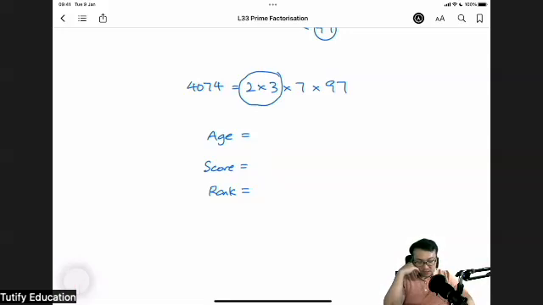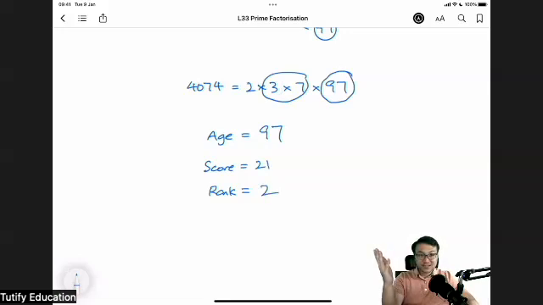Or maybe you don't want to combine. You straight away take this and say my age is 97 years old. And then you combine this and say that my score is 21 and my rank is 2. It's up to you, students. I tell you what, I'll give you 30 seconds. Can you tell me what is your age, what is your exam score, and what is your rank?